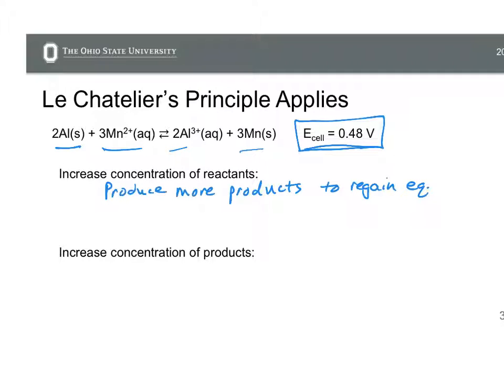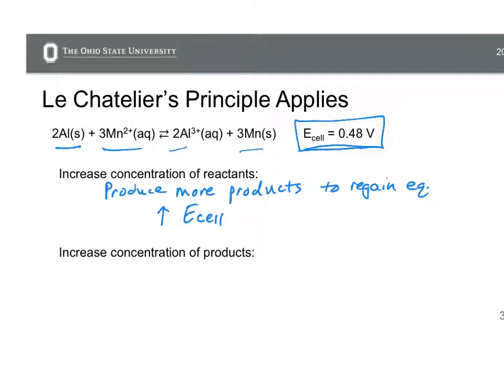And when we're producing more products, electrons are also going to be part of this, right? They're going to be moving more. So we'll have a greater cell potential. So we'll see an increase in E cell. Okay, so that's increasing the concentration of reactants, leaving the concentrations of products the same.